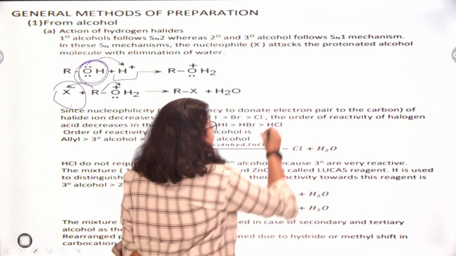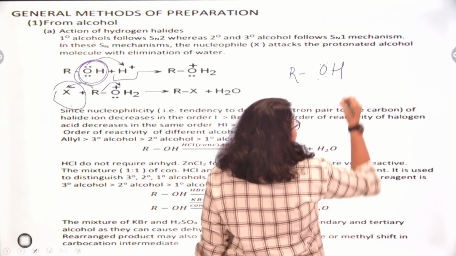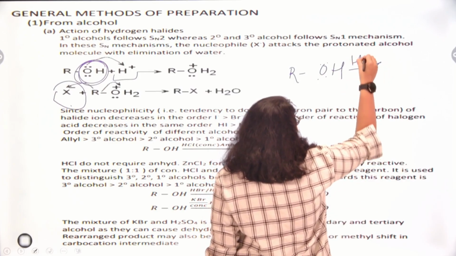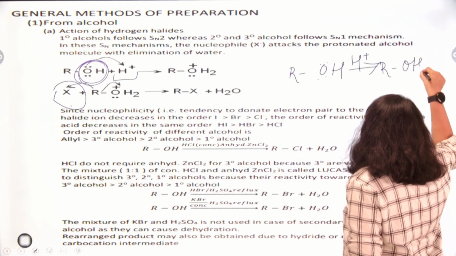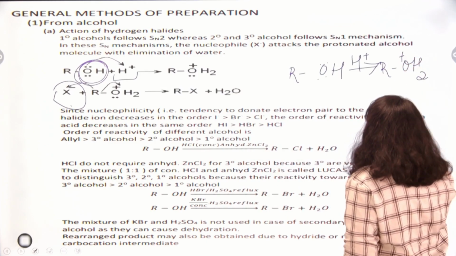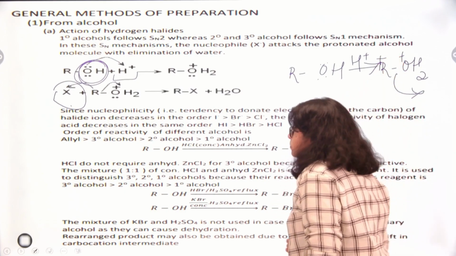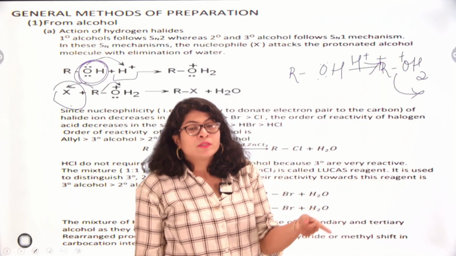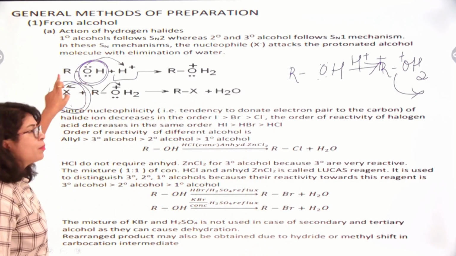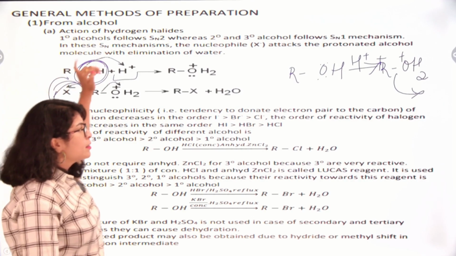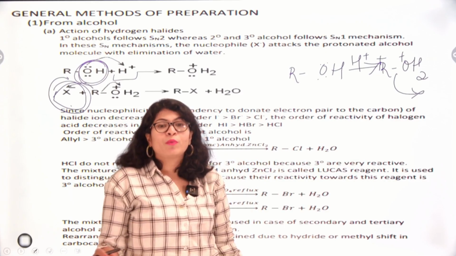So if I say ROH, it has a lone pair. In the presence of H+ in an acidic medium, it will give you ROH2+. Now this water will get liberated to give you a carbocation. Now when this carbocation reacts with X-, from any source, then that X- combines with this R+ to give you an alkyl halide.